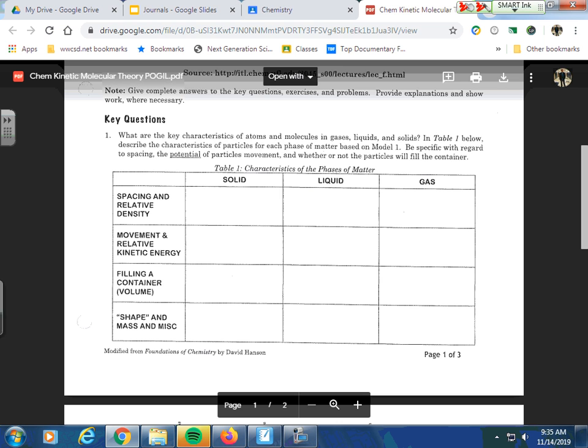So, spacing and relative density. Solids are close together. And the more compact the particles are, the closer together they are, the more dense they are. So this is the most dense phase. And it makes sense because we think of density in terms of objects floating in one another, different substances. Usually we can think of solids sinking in liquids, right? Usually that's the case, not always, but usually.